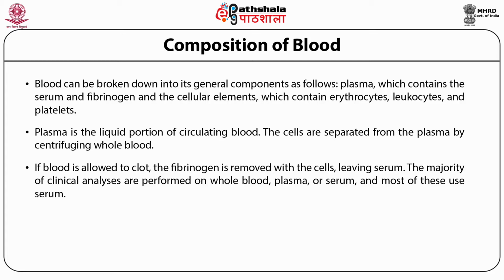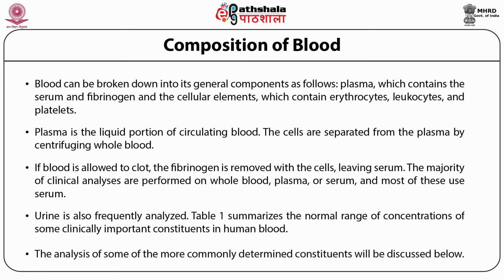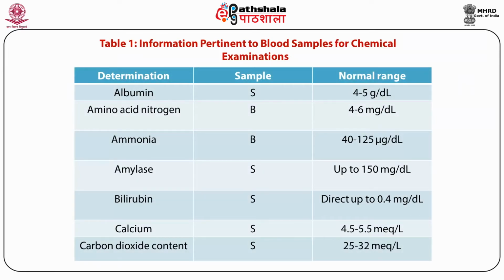The majority of clinical analyses are performed on whole blood, plasma, or serum, and most of these use serum. Urine is also frequently analyzed. The analysis of some of the more commonly determined constituents will be discussed here, and the physiological significance of the results is also discussed later. Here in this table is the information pertaining to blood samples for chemical examination.